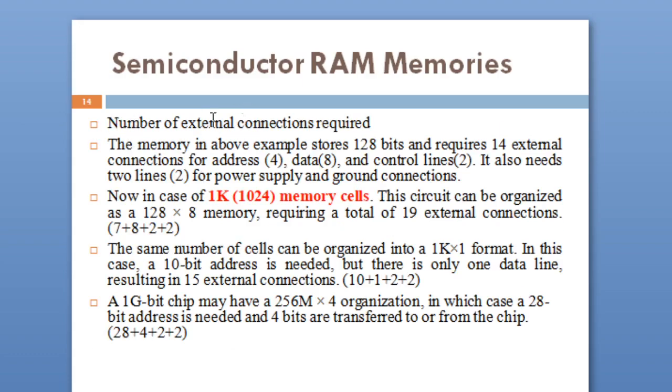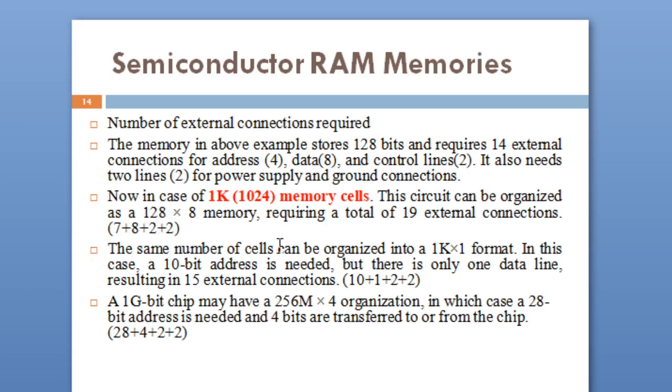In the internal organization of a memory chip, a number of external connections are required. For example, the memory in the above example stores 128 bits, that is 16 into 8, and it requires 14 external connections: 4 for address, 8 for data, 2 for control lines, and 2 for power supply and ground connections. If we take another format, 1K means 1024 memory cells. These can be organized as a 128 into 8 memory, requiring a total of 19 external connections: 7 for address lines, 8 for data lines, 2 for control lines, and 2 for power supply.